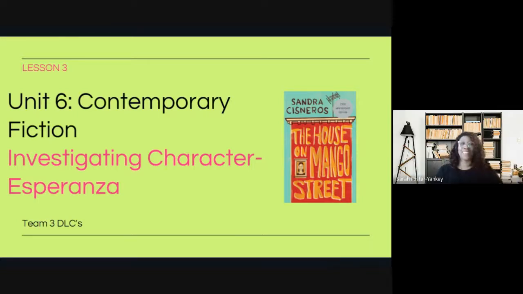So today we are going to be talking about Unit 6, Contemporary Fiction in 4th grade. This is Lesson 3, Investigating Character of Esperanza in The House on Mango Street.